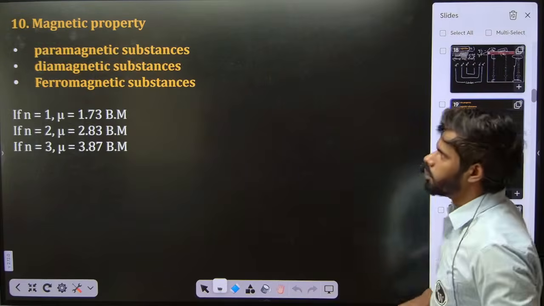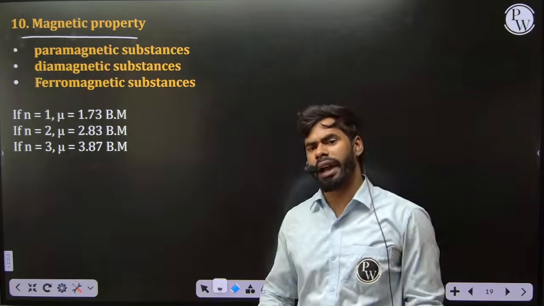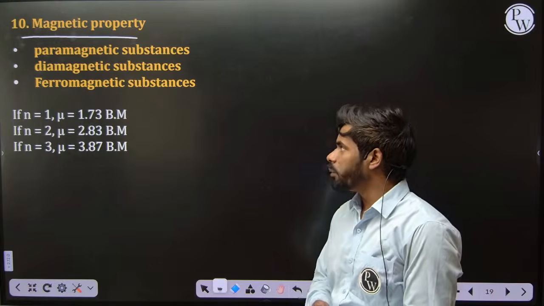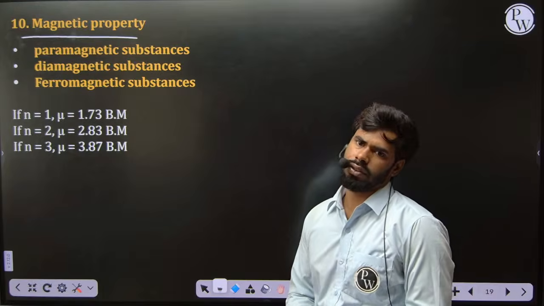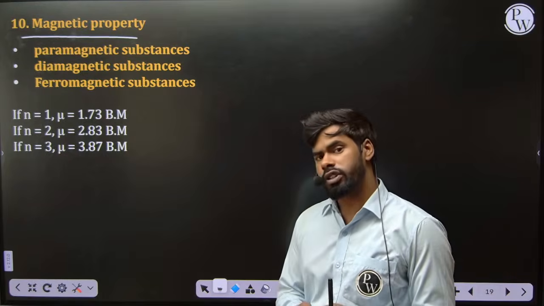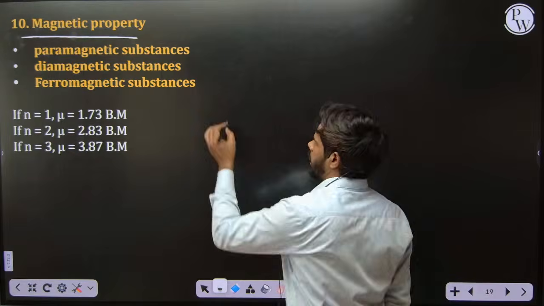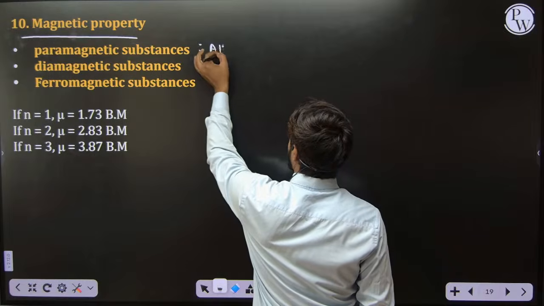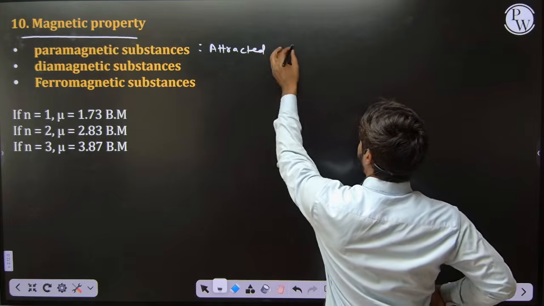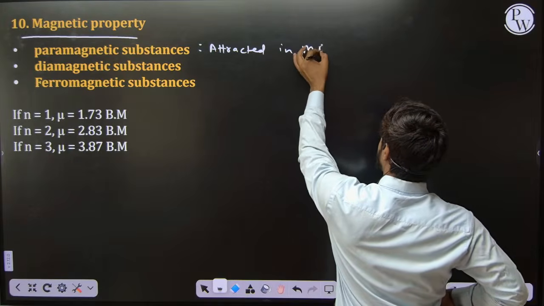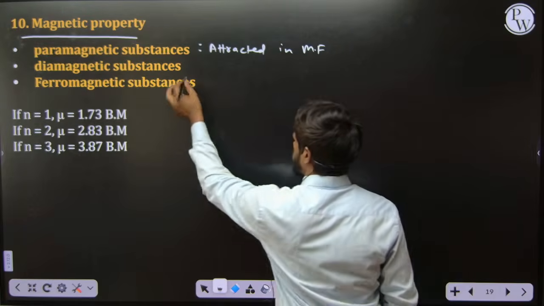The next property is the magnetic property. What is the magnetic property? Basically, the magnetic nature of ions can be paramagnetic, diamagnetic, or ferromagnetic. What are paramagnetic substances? Those substances which are attracted in a magnetic field. If a substance is attracted in a magnetic field, we can say it is a paramagnetic species.